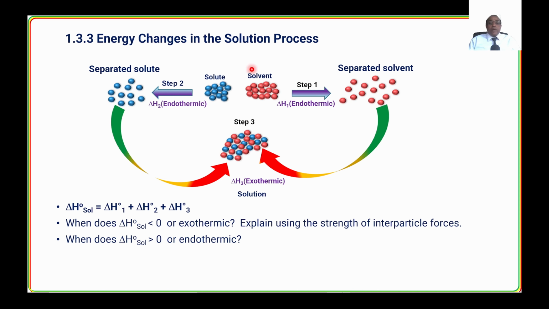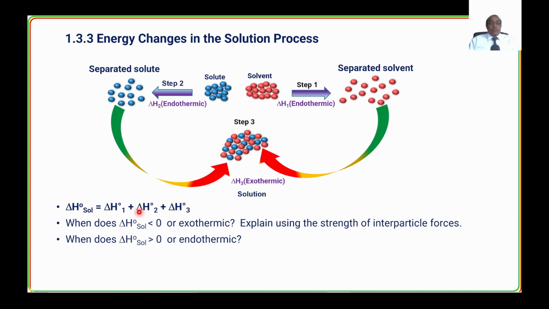So we need to sum up all these energies: step 1, step 2, and step 3. If you sum up these three steps, you will get the heat of solution. The heat of solution is the sum of these three, but this heat of solution could be either exothermic or endothermic. That obviously depends on the values of the endothermic and exothermic processes.